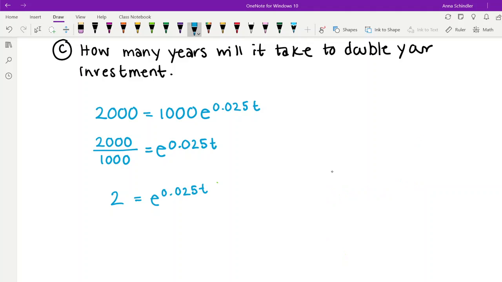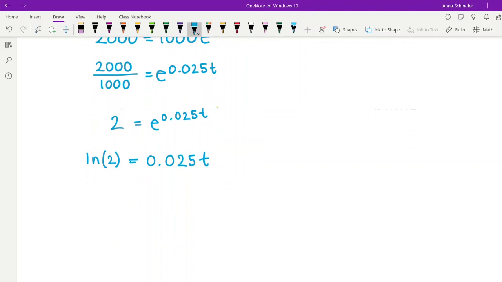Okay, so from here we just need to take a logarithm of both sides, right? We can take ln of both sides. And we know that when we take ln of the right-hand side, that will simplify to 0.025t. And so that means that t is going to be equal to ln of 2 divided by 0.025. If you type this into a calculator, you'll find that that is approximately 28.29 years.